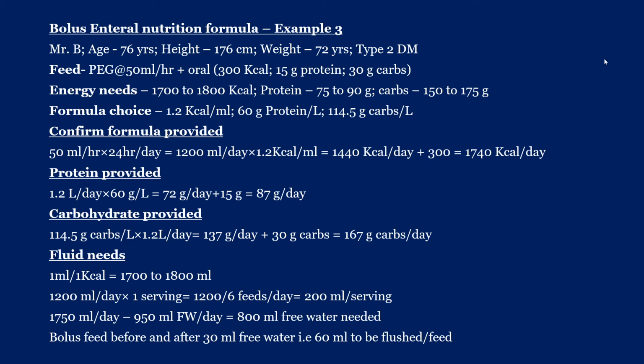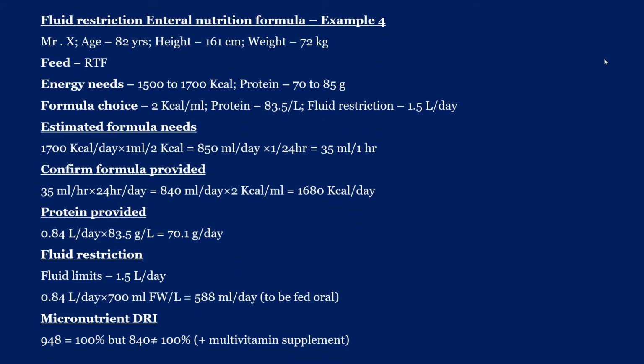If we assume 1750 ml per day, it should be subtracted by free water, which gives how much extra ml is to be provided. Through bolus, 30 ml will be flushed before and after the feed. The remaining fluid will be fed orally. Let's see one example with fluid restriction.